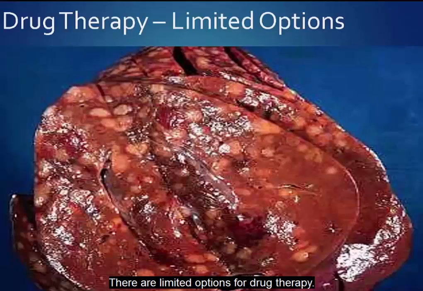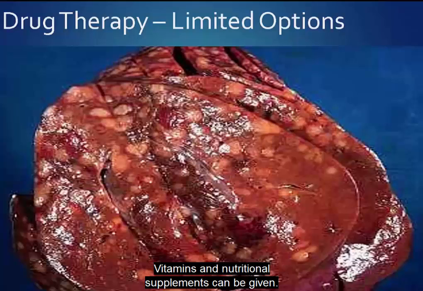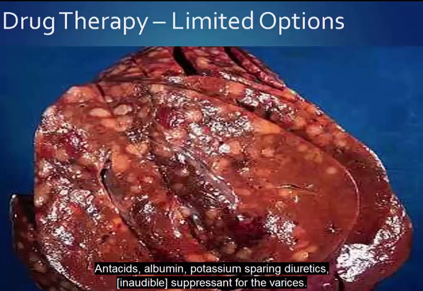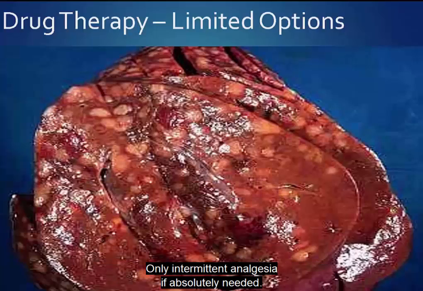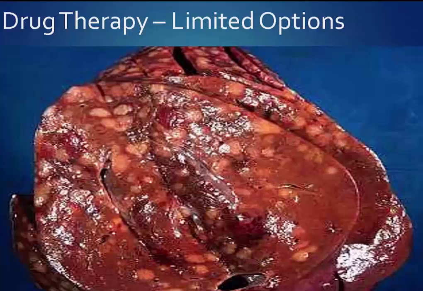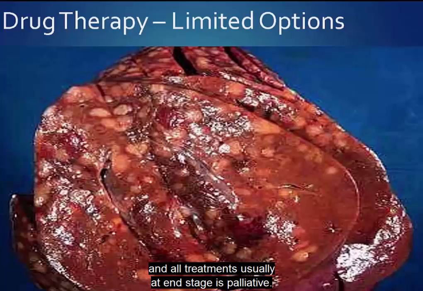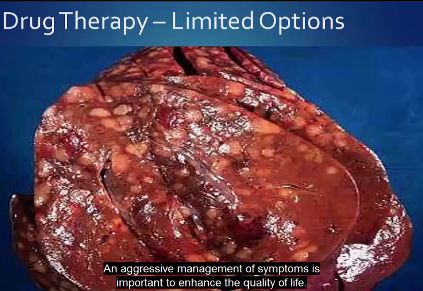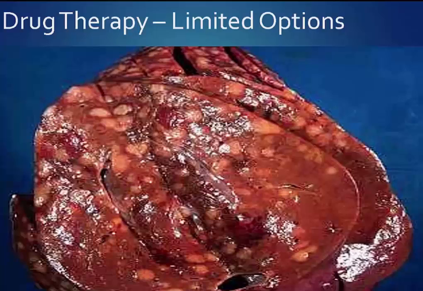There are limited options for drug therapy. Vitamins and nutritional supplements can be given, antacids, albumin, potassium-sparing diuretics, vasopressin for the varices. Only intermittent analgesia if absolutely needed. Dexamethasone may help appetite and pain, and all treatment, usually at end stage, is palliative, and aggressive management of symptoms is important to enhance the quality of life.